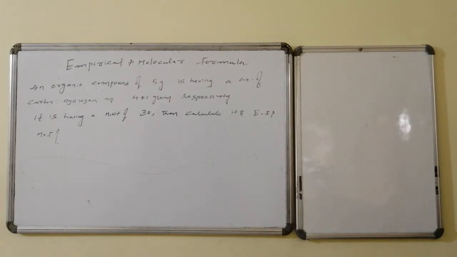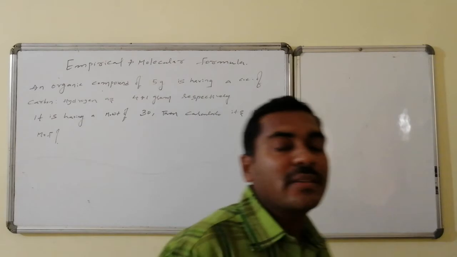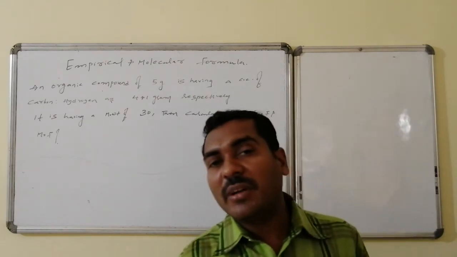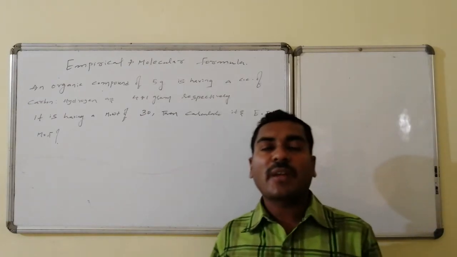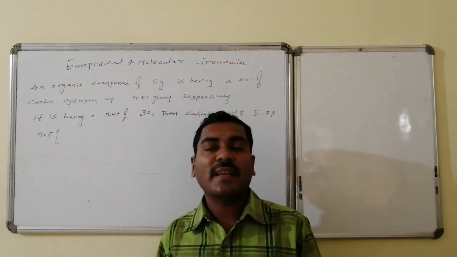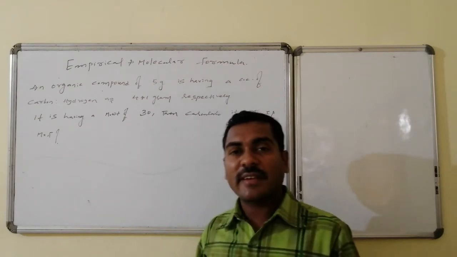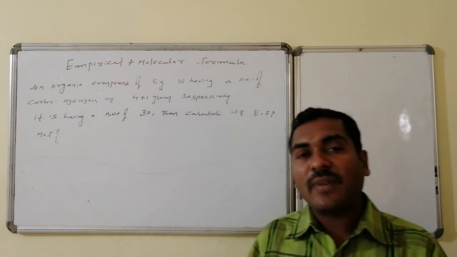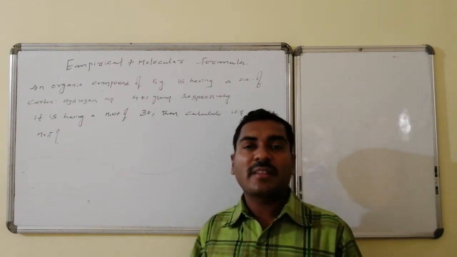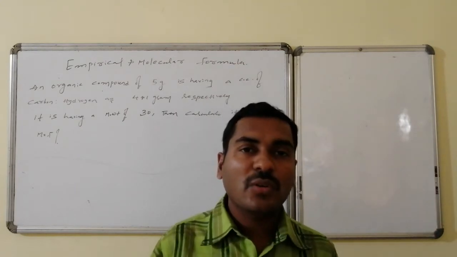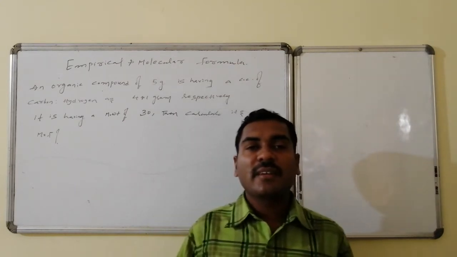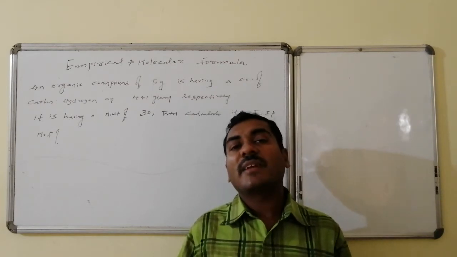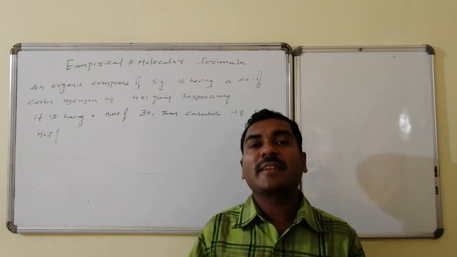An organic compound of 5 grams is having a chemical combination of carbon and hydrogen as 4 and 1 grams respectively, and it is having a molecular weight of 30. Then you are asked to calculate the empirical formula as well as the molecular formula of the compound. Once again, an organic compound has a total weight of 5 grams consisting of carbon and hydrogen as 4 grams and 1 gram respectively. Then you are asked to calculate the empirical as well as the molecular formulas, whereas the gram molecular weight of the substance is found to be 30.